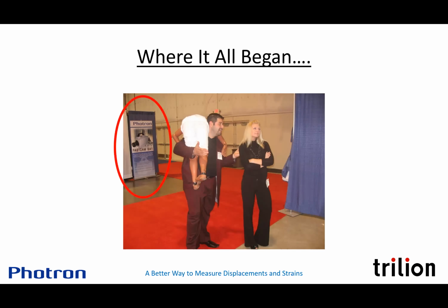It's this. It's a pop-up from our neighbor Photron at the Auto Test Expo many years ago. We're dating ourselves here because it's the SA1 camera. And this is where it all began. Trilion had serial numbers 0002 and 0003 on the SA1 camera. I think we must be going back to 2005.